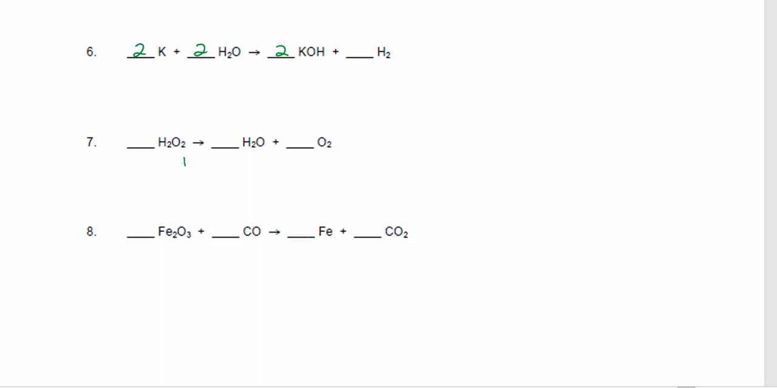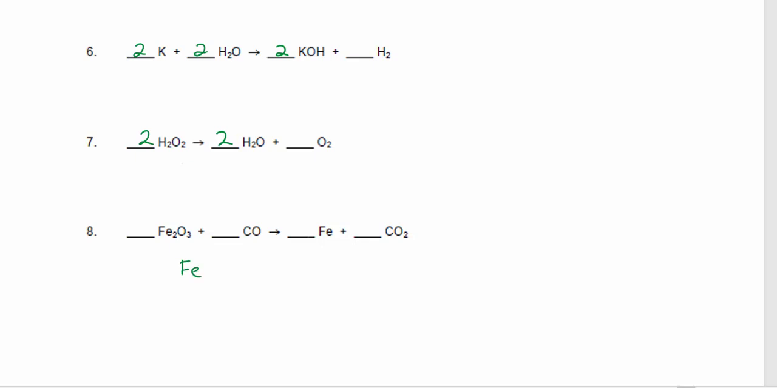For number 7, we only have hydrogen and oxygen. We have 2 hydrogen on the reactant side and 2 on the product side. We have 2 oxygen, but we have 3 oxygen on the product side. And this is another example where it would be very convenient if we could just cut this in half, but we can't do that. And because we can't do that, we will multiply the other 2 chemicals' coefficients by 2. So that gives me 4 hydrogens on both the reactant side and the product side. It also gives me 4 oxygen atoms on both sides.